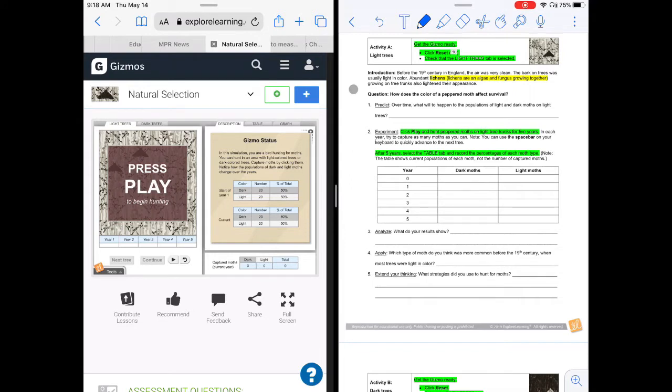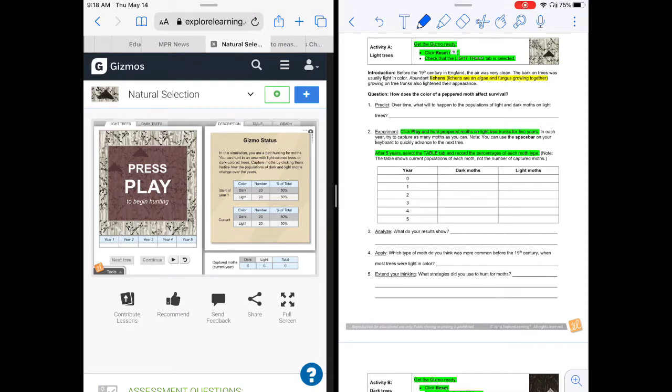So the introduction says, before the 19th century in England, the air was very clean. The bark on trees was usually light and colored. Abundant lichens. Now lichens are when an algae and a fungus are growing together, they have a symbiotic relationship. Abundant lichens growing on tree trunks also lightened their appearance.